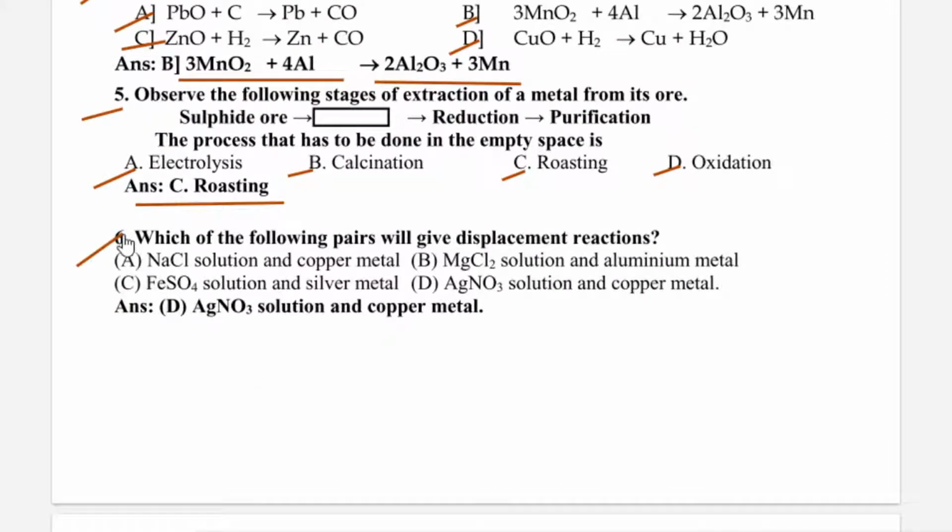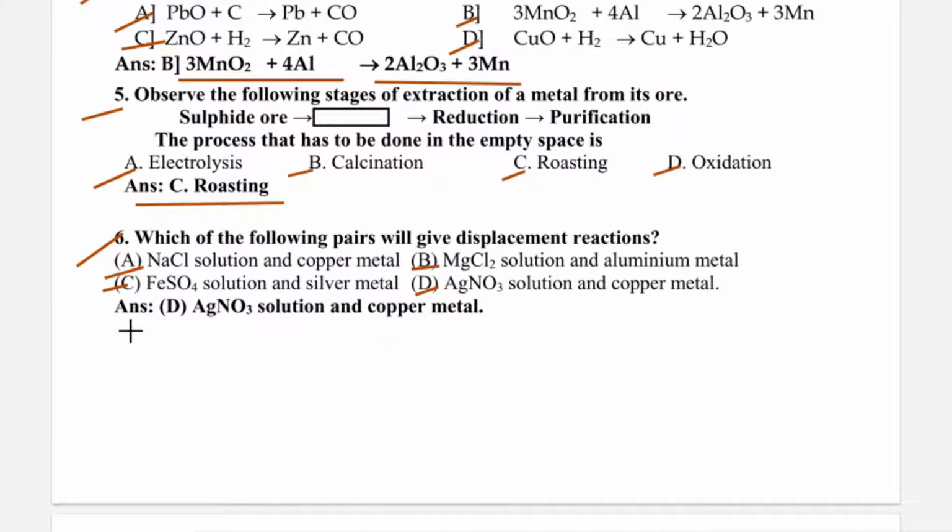Next one. Which of the following pairs will give displacement reactions? Option A, NaCl solution and copper metal. Option B, MgCl2 solution and aluminium metal. Option C, FeSO4 solution and silver metal. Option D, AgNO3 solution and copper metal.